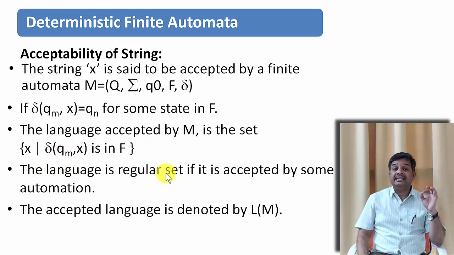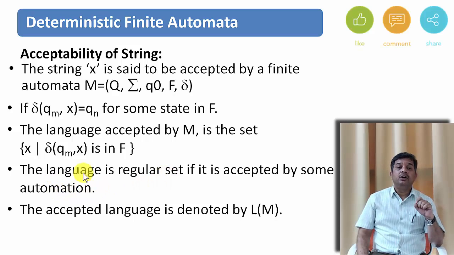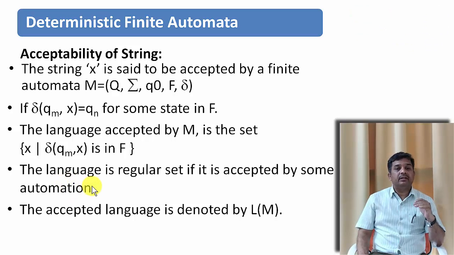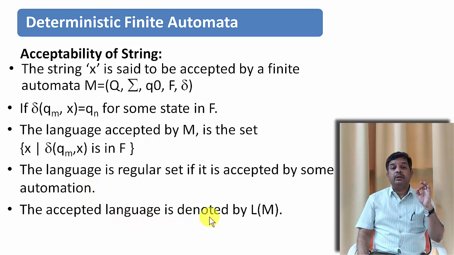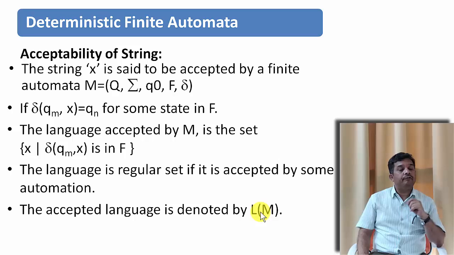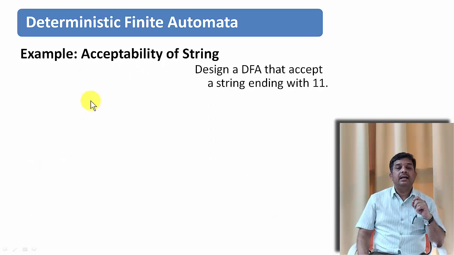The language is a regular set if it is accepted by some automaton. We'll see this when we discuss regular sets and regular expressions. For the time being, just remember this statement. The accepted language is denoted by L of M. Now let us see an example.